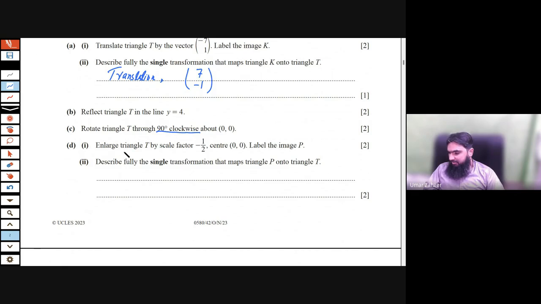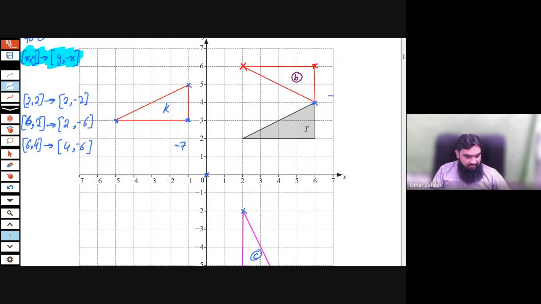Now we have the next D part. We have to enlarge the triangle by a scale factor of minus 1 by 2 with center origin. Okay, we have to use minus 1 by 2. We already found the distance, okay? Because the center of enlargement and the center of rotation are exactly the same, we already found the distances. So I'm going to take the same thing.